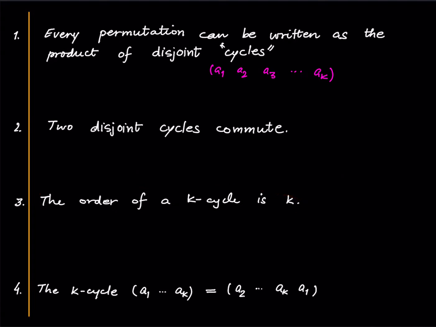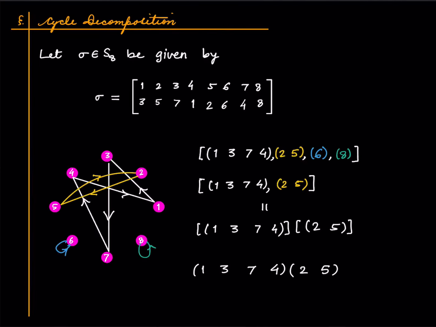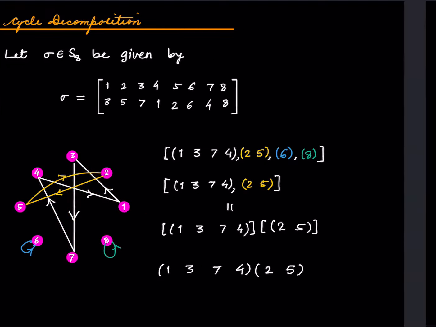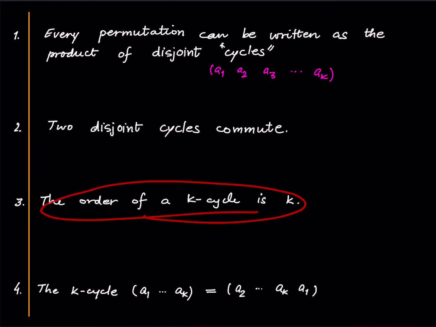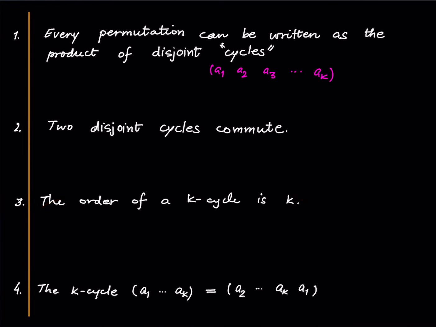The order of a k cycle is k. And this is very simple because you have, for instance, this 4 cycle. Suppose this was my permutation, just this 4 cycle, everything else was being fixed. Then taking this to the power 4 means you start with 1 and move it 4 times. You get back to 1. You start with 3, you move it 4 times, you get back to 3, and so on. So that's what this is saying. The order of a k cycle is k.